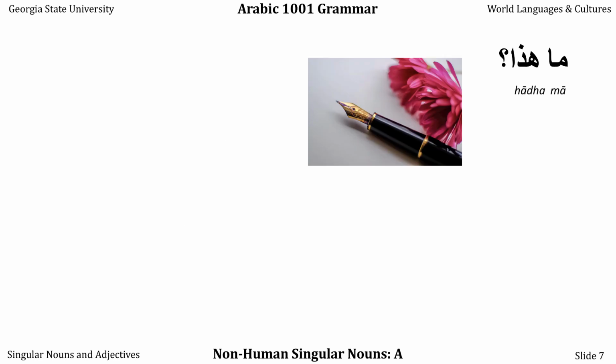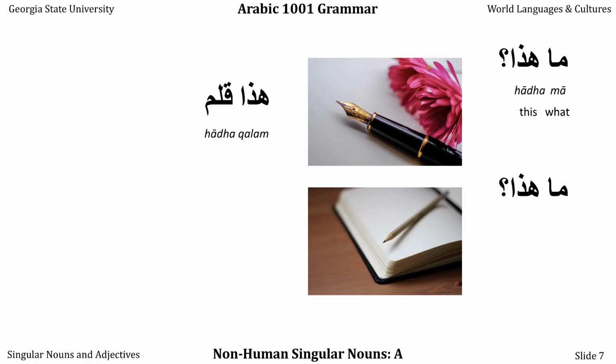Again, ma hadha means what's this? Literally, what this? And then a question mark. And the answer is hadha qalam. Qalam can mean pen, pencil, marker, anything you write with, really. Qalam has one of the sounds that English doesn't really make, the letter qaf, which is like a g in garage, only clicked like a K. Now let's ask another question. Ma hadha? The answer is hadha daftar. A daftar is a notebook, anything you would write in.